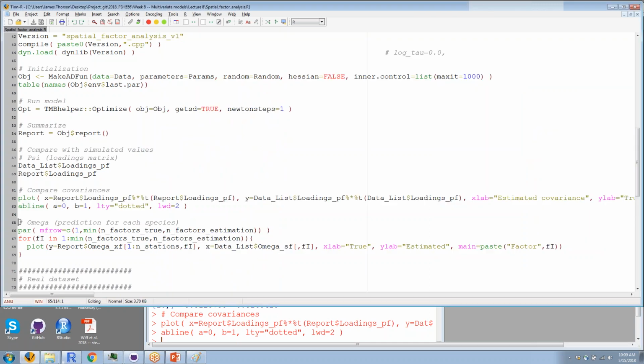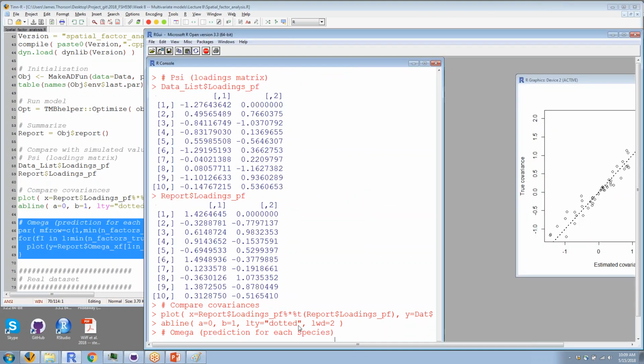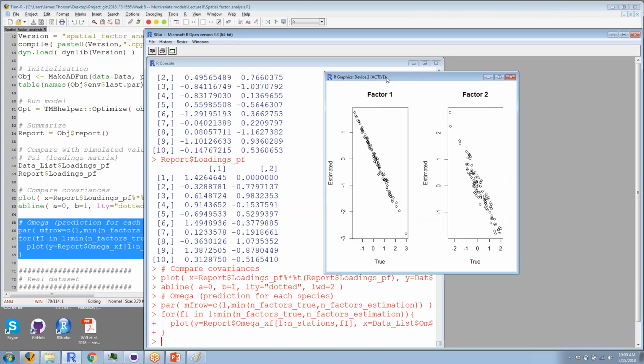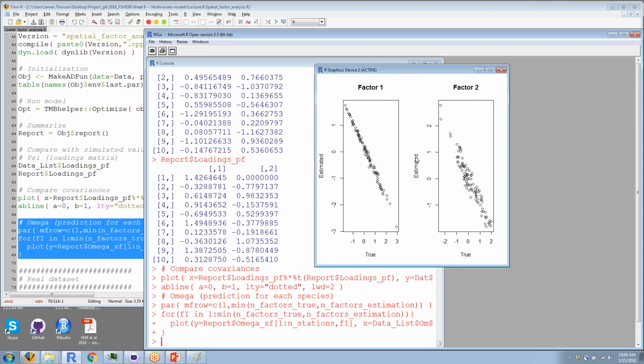And then you can show the, let's see, these are the factors. So if you've got one factor, they're mirror images, you have to multiply by -1, and that's why these are on the negative one-to-one line. But it's recovering the omegas really well too. So it's getting the spatial pattern right, it's getting the loadings right, when you correctly specify the number of factors.